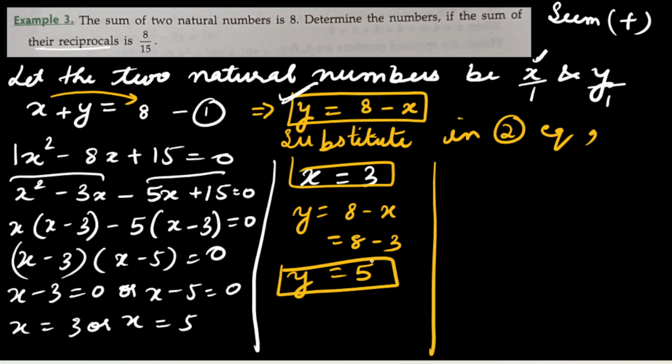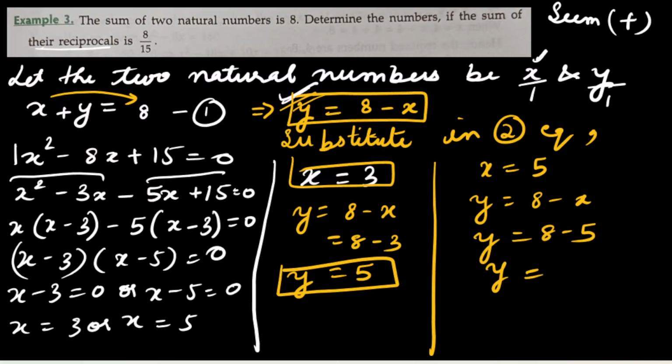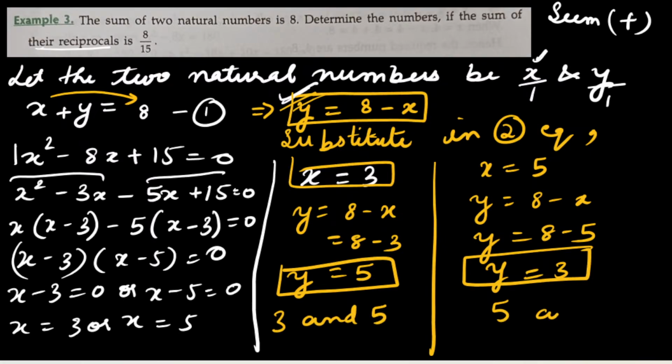But we have another value of x. The other possibility of x is 5 also. So in this case also let's find the value of y. From here I am taking y is equal to 8 minus x, which we wrote at the starting. So y is equal to 8 minus 5, so y is equal to 3. So the numbers are 3 and 5, or also the numbers are 5 and 3. So like this you have to write. Is it clear?